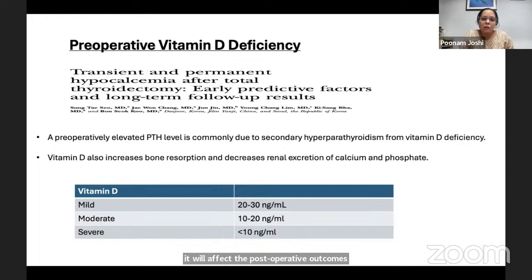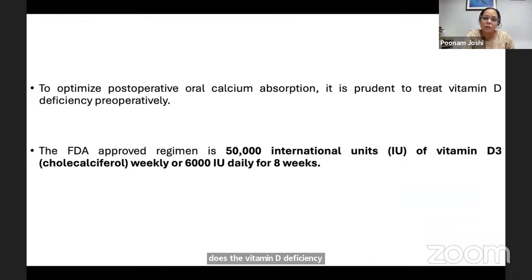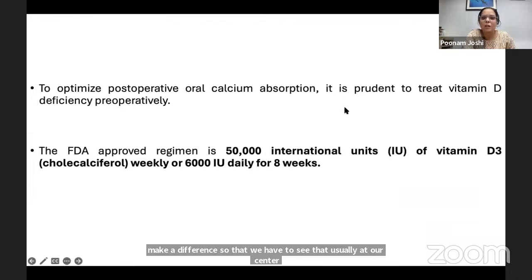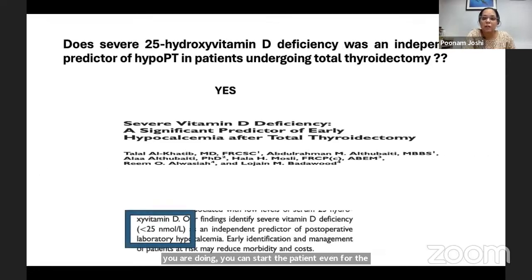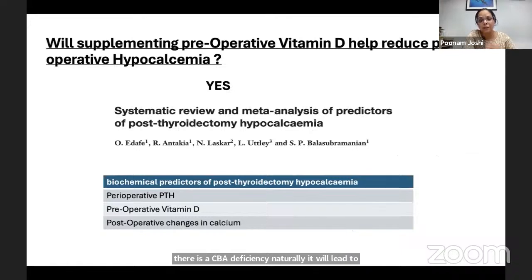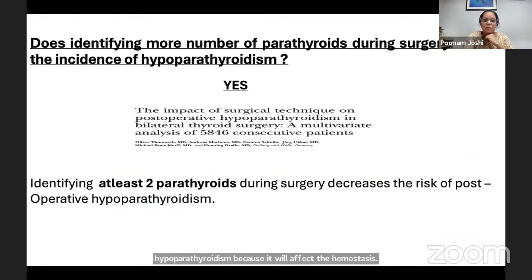Now, do we need to do pre-operative vitamin D, and does vitamin D deficiency make a difference? At our center we usually don't do that pre-operatively, but in case you are doing it, you can start the patient on vitamin D supplement in the very beginning. There is some data to suggest that a severe deficiency will naturally lead to hypoparathyroidism, because it will affect the calcium homeostasis.